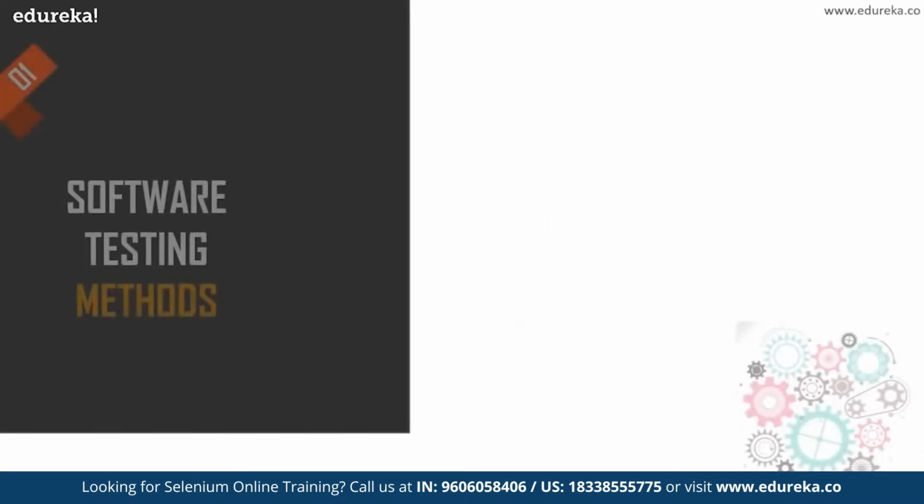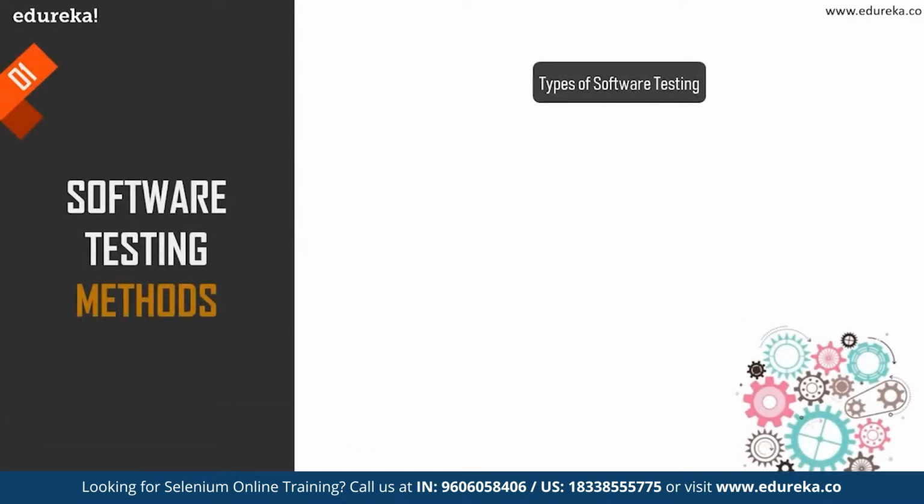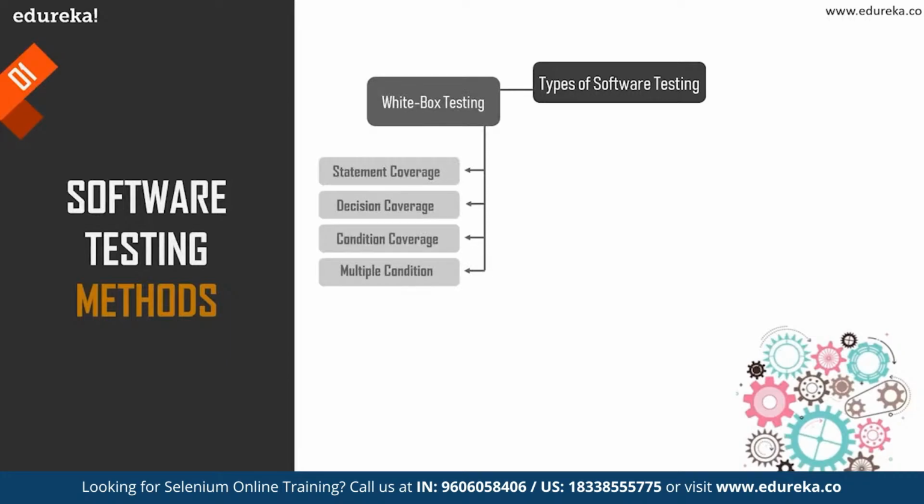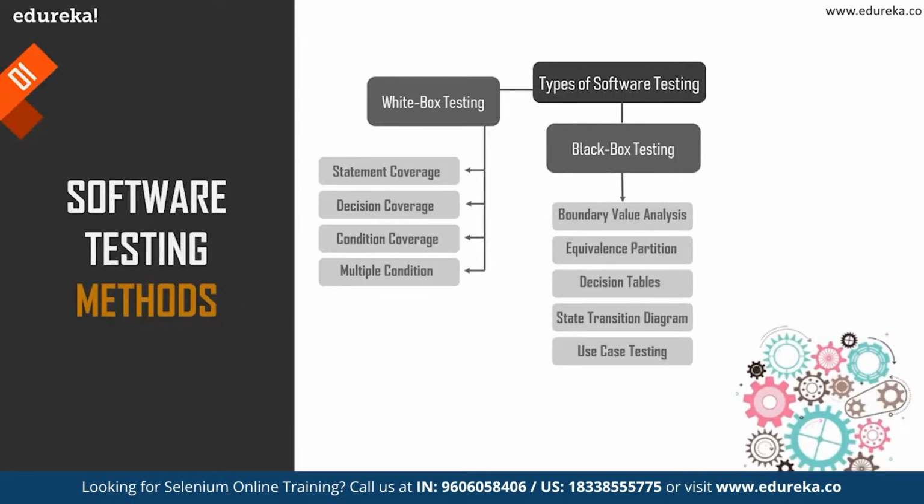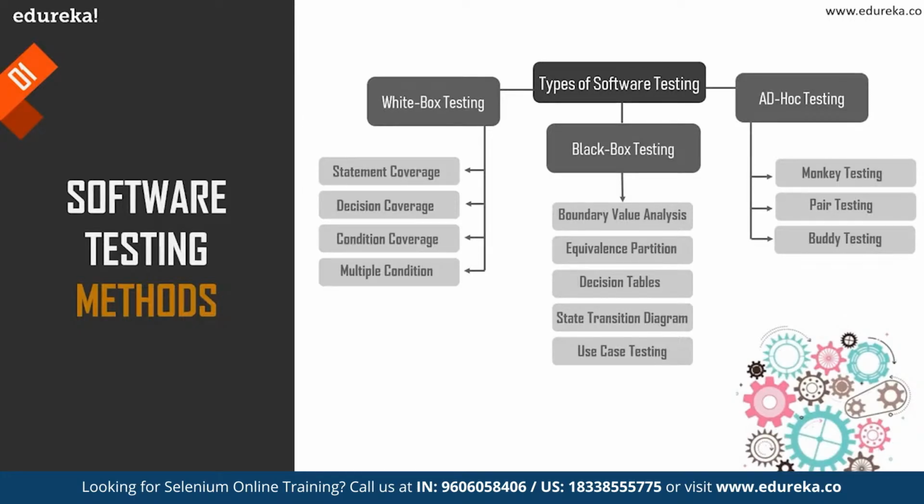So each of these methods that we discussed just now, I mean white box, black box, and ad hoc testing, has multiple techniques coming under these categories. For example, under white box, you have statement coverage, decision coverage, condition coverage, and multiple condition coverage. For black box testing, you have decision tables, use case testing, state transition diagram, BVA, which is nothing but boundary value analysis, and equivalence partitioning. Under ad hoc testing, we have pair testing, monkey testing, buddy testing, and much more.